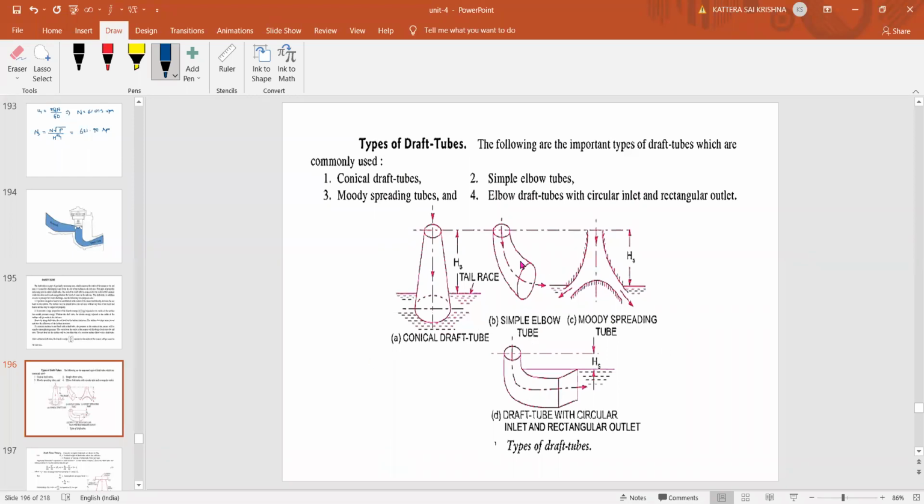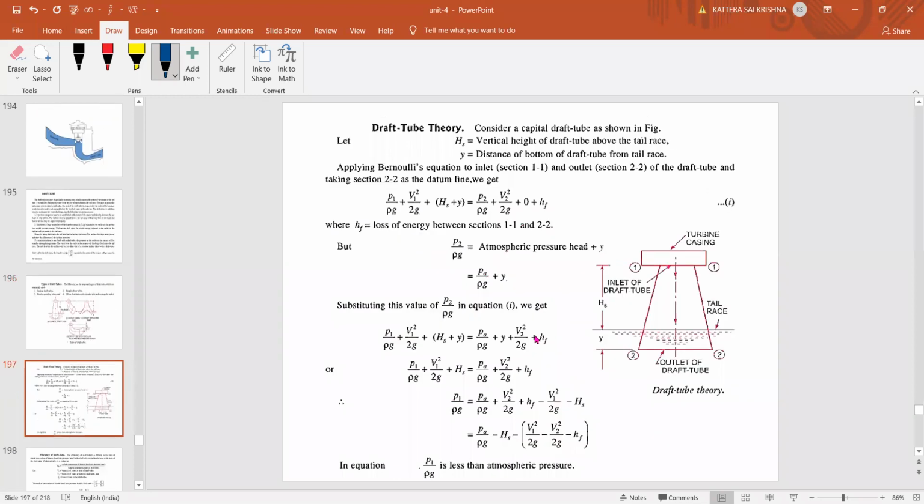Next we have to find the pressure created in the draft tube, so we need to know one equation. Nothing but we need to find the pressure at the inlet of the draft tube or the pressure at the outlet of the draft tube, right? So next this is the derivation part, which is not that important, but the only thing we need to remember is the last formula, right?